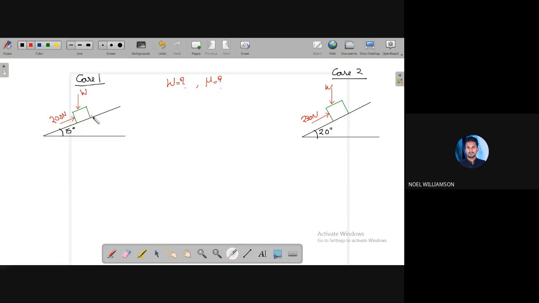There will be a normal force and also frictional force. The frictional force will be in the opposite direction of motion.